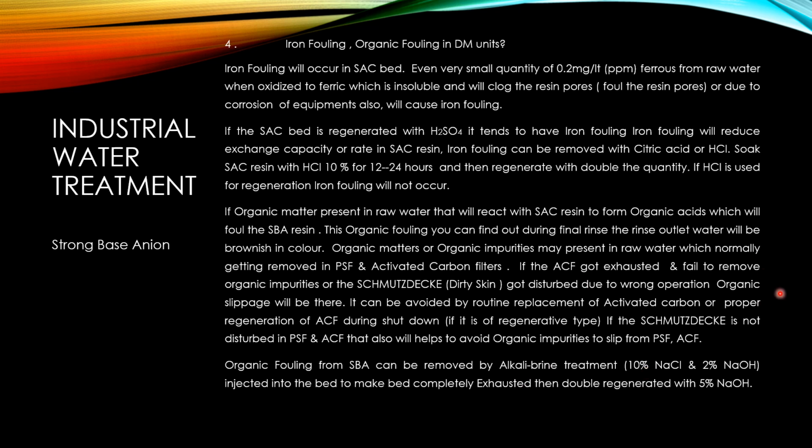If you see the final rinse outlet in a reddish wine color or reddish brown color, then the unit is having organic fouling. Then you have to give the bed an alkali brine treatment. 10% sodium chloride with 2% NaOH is injected into the bed so that the bed will get completely exhausted. Then the bed is to be doubly regenerated with 5% NaOH. That means organic fouling can be removed by means of the alkali brine treatment followed by double regeneration.